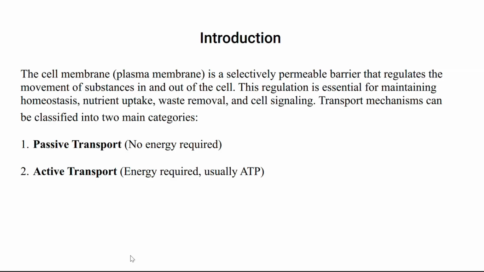Now, how do substances actually move across this membrane? The transport mechanisms are broadly divided into two categories. First, passive transport. This process does not need any energy. Molecules move naturally from an area of high concentration to low concentration, just like a ball rolling downhill. Second, active transport. Here, energy is required, usually in the form of ATP, because molecules are moved against their concentration gradient, like pushing that same ball uphill.